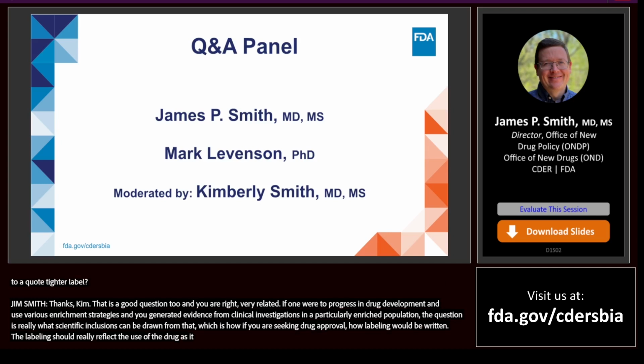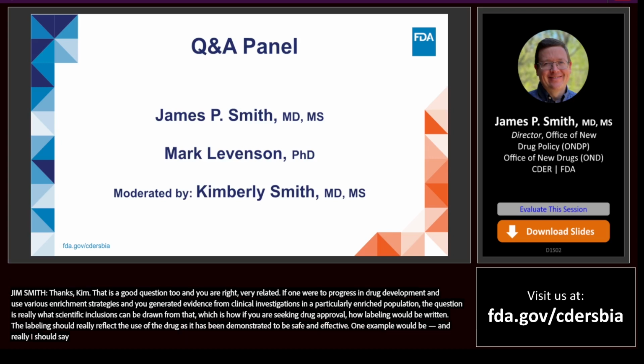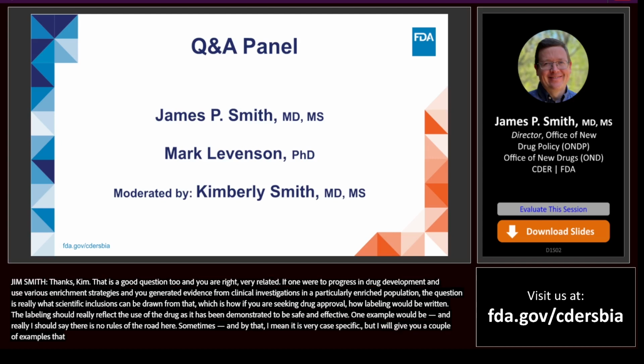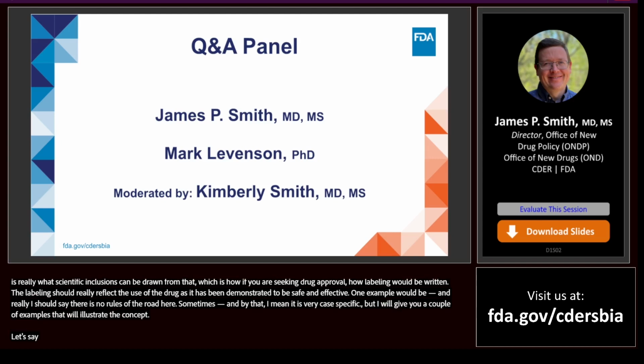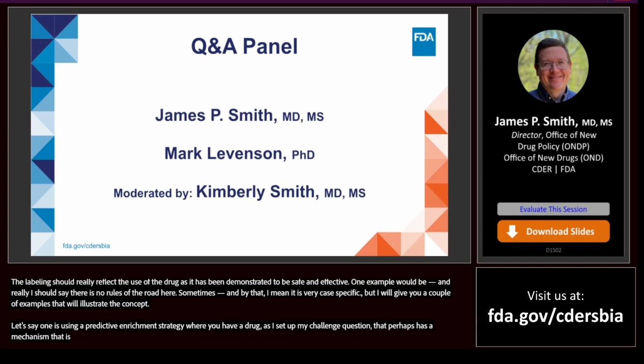So one example would be, and I should say, there are no hard rules of the road here. It's very case specific. But I'll give you a couple of examples that will hopefully illustrate the concept. So let's say one is using a predictive enrichment strategy where you have a drug, as I included in my challenge question, that perhaps has a mechanism that is targeted to a particular gene variant of a disease.